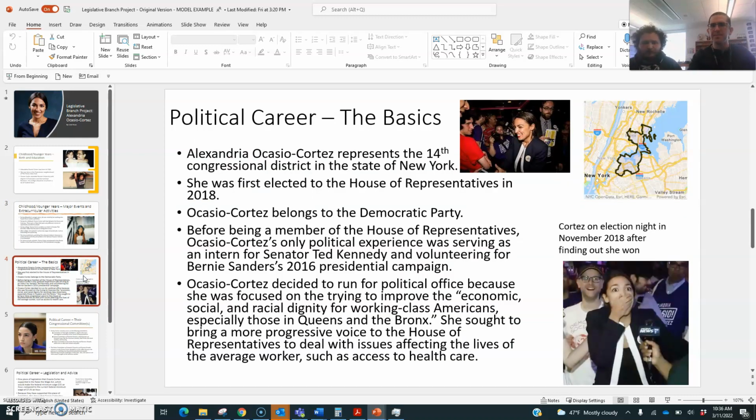Then also about her political career. So what were the basics? So how did they get started? So, for example, talking about how she started to represent the 14th Congressional District in New York. Other major highlights in her political career, such as did they serve as an intern for big politicians before they ran for their own race? What did they run for? Why did they run? What inspired them? The political career kind of goes on that.